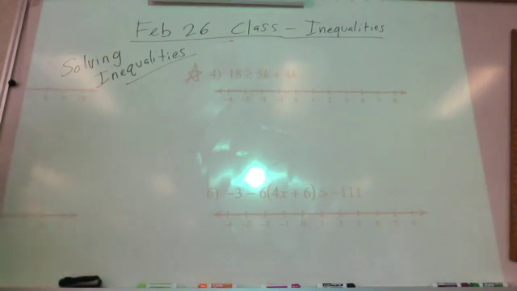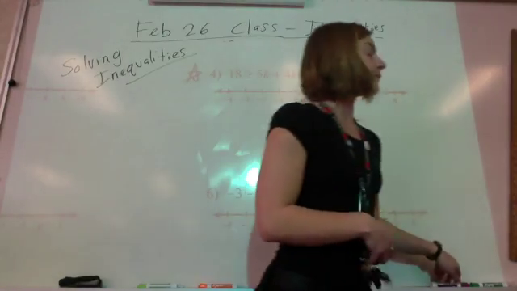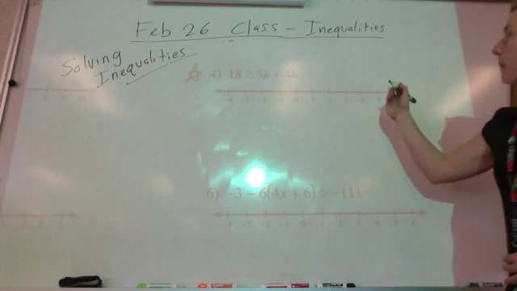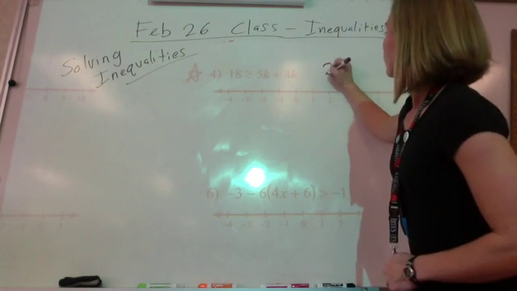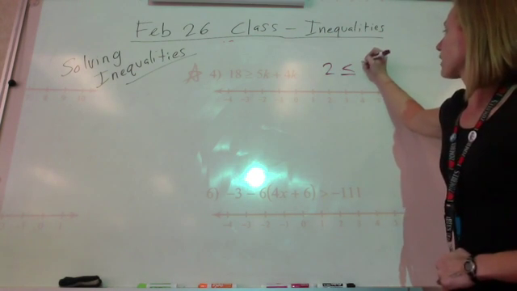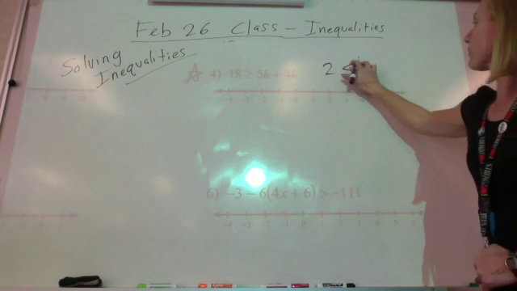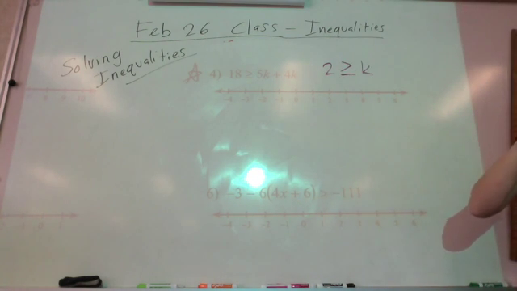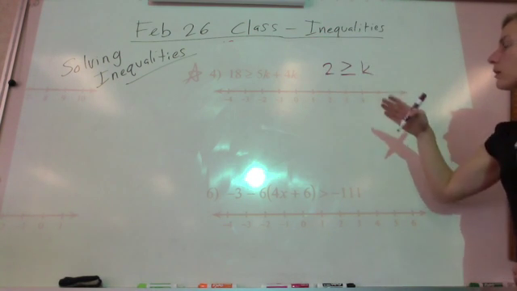Okay. What do we get for number 4? Jennifer. 2 is less than or equal to. Isn't it the other way? Greater than or equal to. Like that? Yeah. Okay. So 2 is greater than or equal to k.